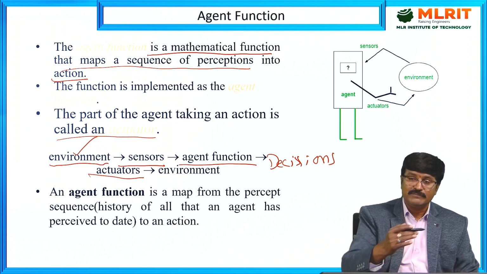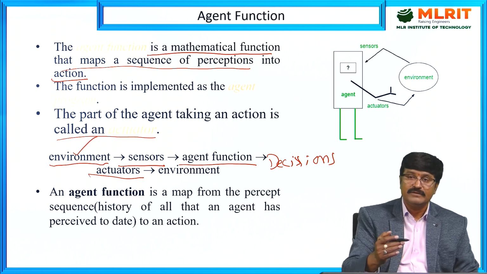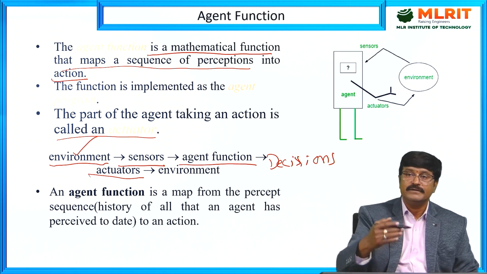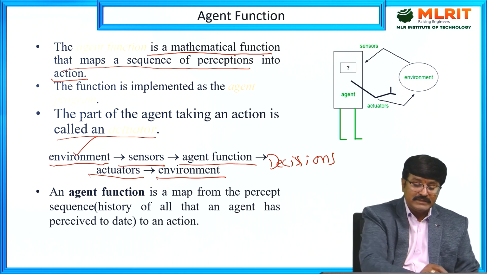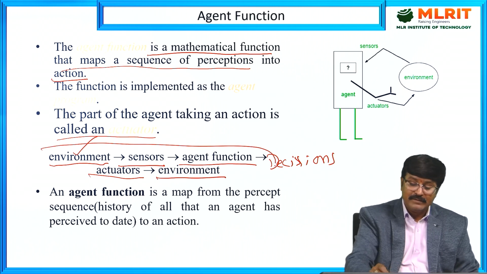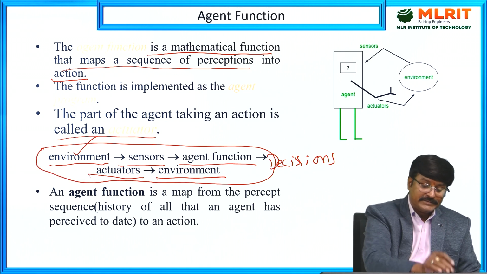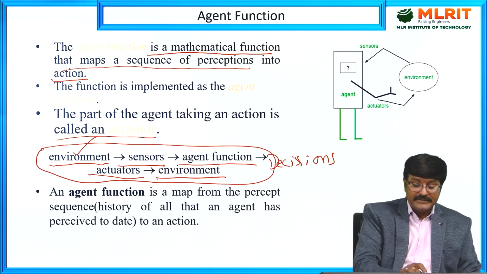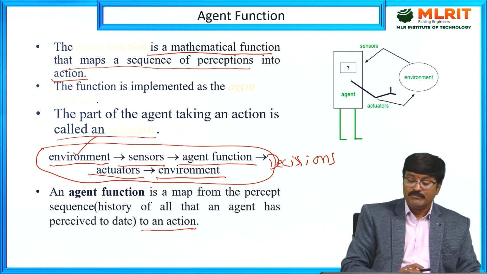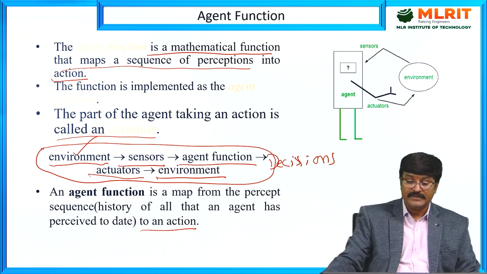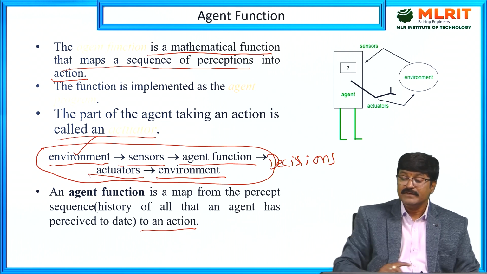These actions are on the environment through effectors. Effectors, for a human agent, mean legs and hands. Through that, we take the action on the environment. So this is the complete cycle of the AI agent. An agent function is a map from the percept sequence, and it also considers history. Based on the history and the current perceptions, it takes the action. This is the key role of the agent function.